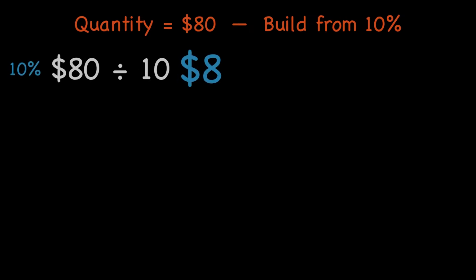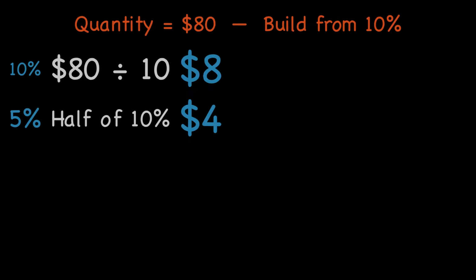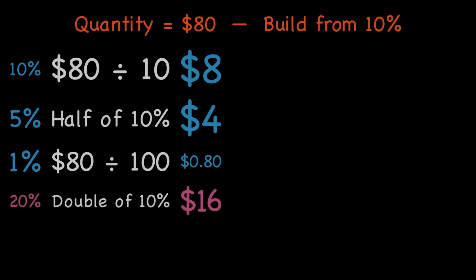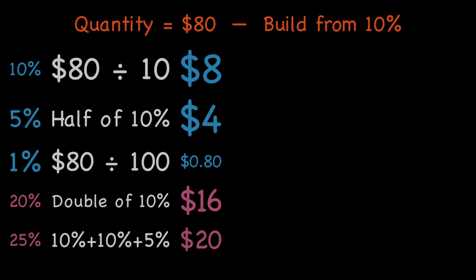10%, divide 80 by 10 equals $8. This is your base unit. 5%, half of 10% equals $4. 1%, divide 80 by 100 equals 80 cents. 20%, double of 10% equals $16. 25%, 10 plus 10 plus 5% equals 8 plus 8 plus 4 equals $20.